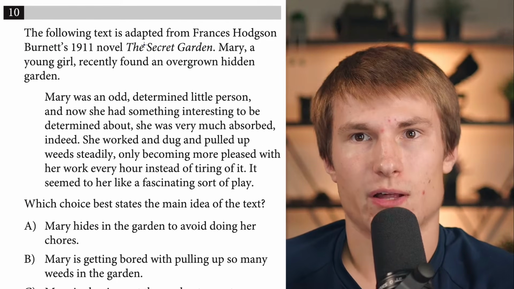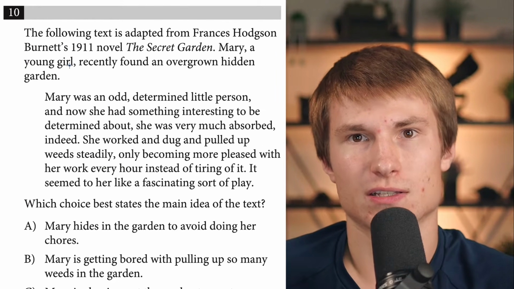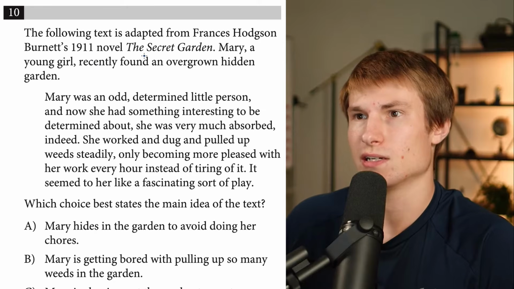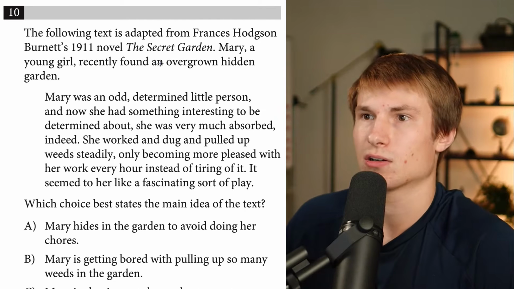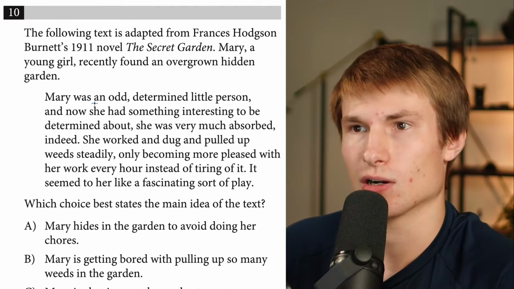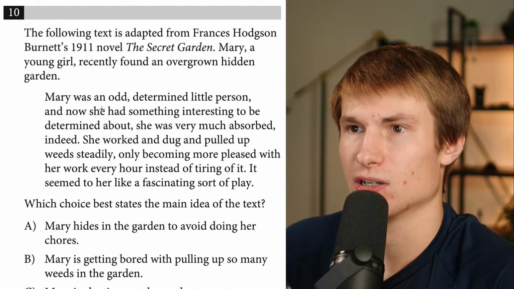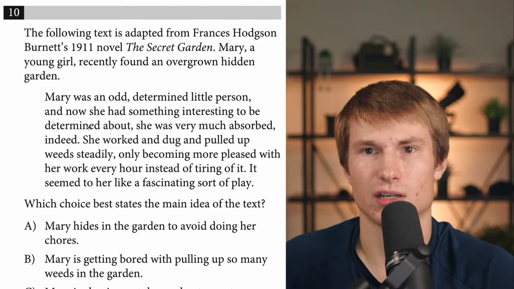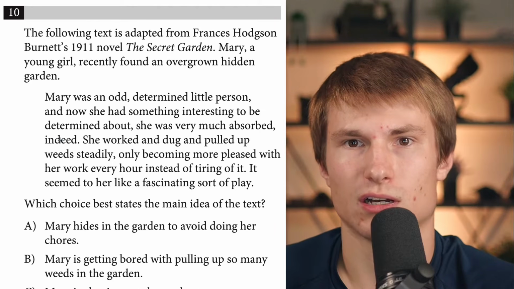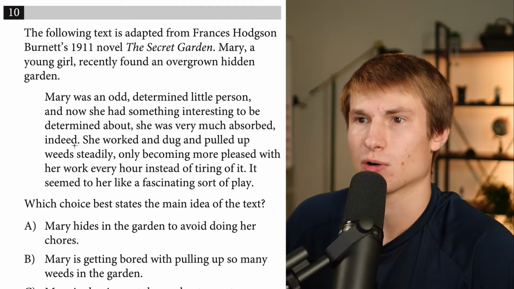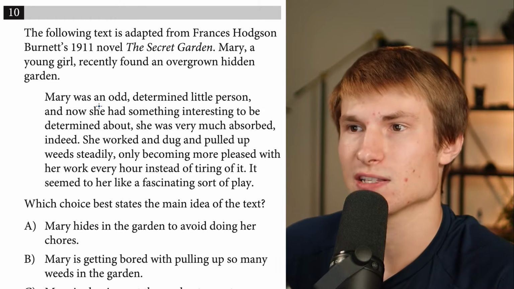Question 10. The following text is adapted from Frances Hodgson Burnett's 1911 novel, The Secret Garden. Mary, a young girl, recently found an overgrown, hidden garden. "Mary was an odd, determined little person, and now she had something interesting to be determined about. She was very much absorbed indeed. She worked and dug and pulled up weeds steadily, only becoming more pleased with her work every hour instead of tiring of it. It seemed to her like a fascinating sort of play."